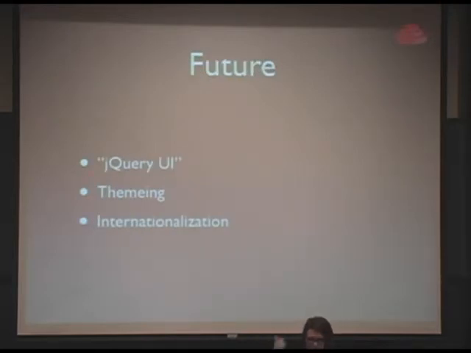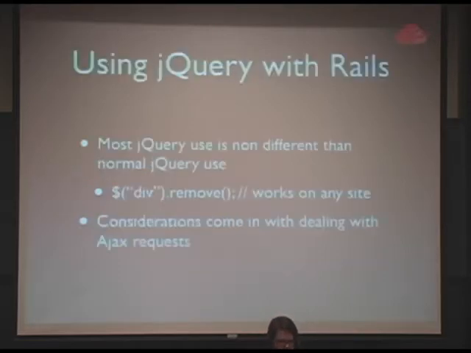And then the future. I mentioned jQuery UI, we're working on some theming stuff, and we're working on internationalization. We're also working on jQuery 1.2. There's a roadmap up on the website, so you can go check out what we're thinking of. All of that is a way to get around to talking about using jQuery with Ruby, specifically with Rails.